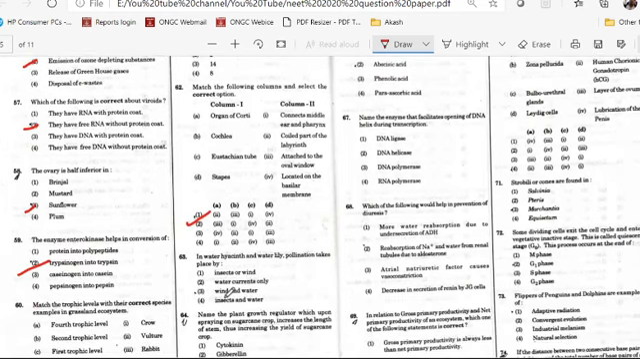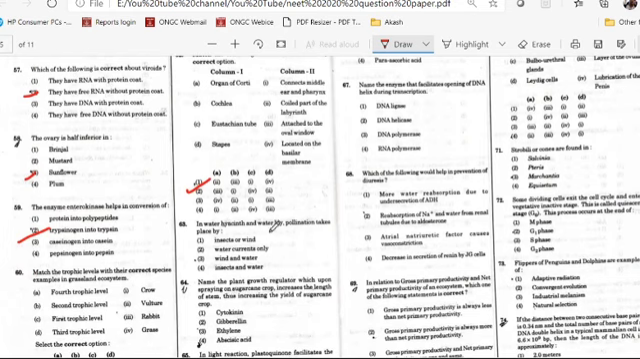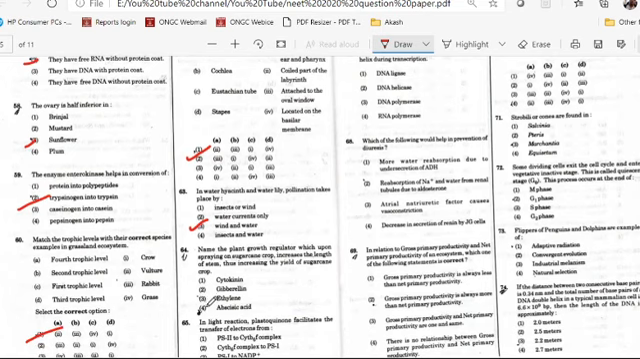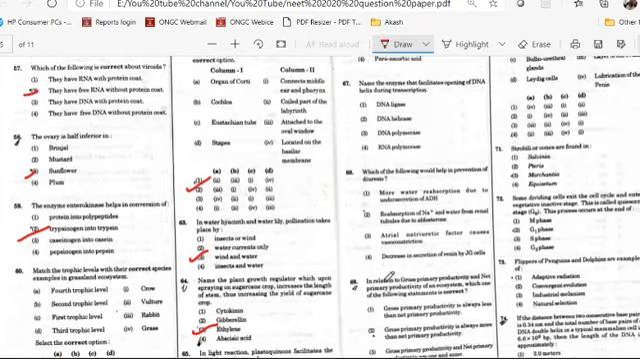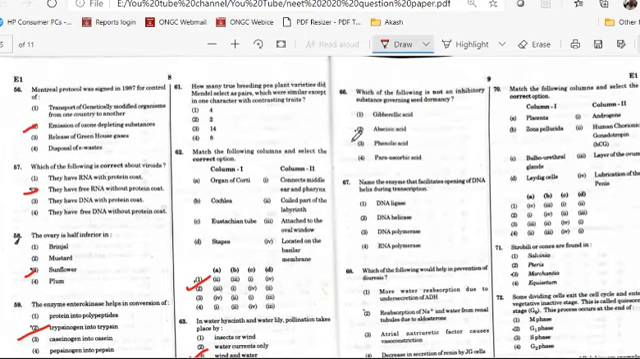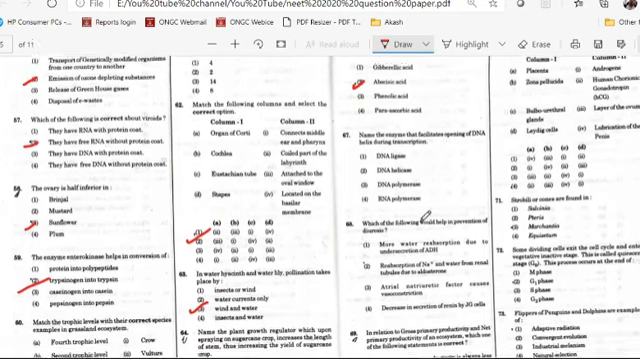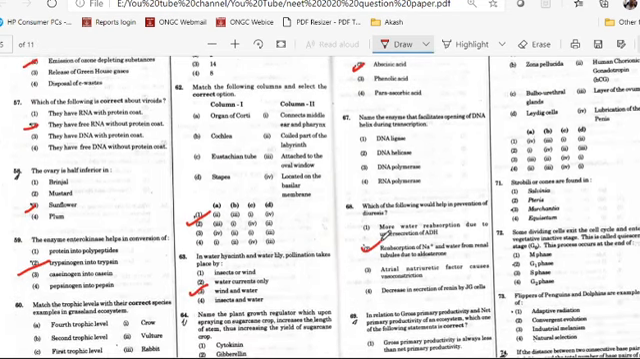In 63, the answer is wind and water, option 3. And in question number 64, the answer is ethylene, option 3. In question number 66, the answer is option 2, the ascorbic acid. In question number 68, the answer is option 2, the Na plus and the water from the renal. This is the answer here.